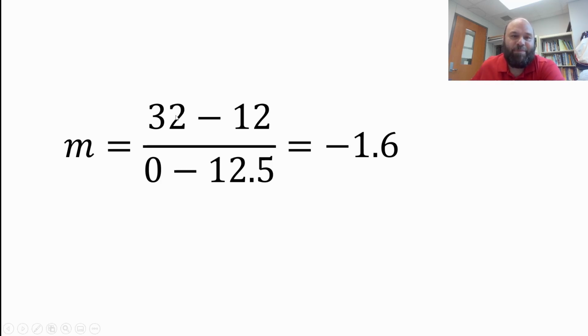Well, up on top, the price goes from $32 to $12. 32 minus 12, that's a 20. That's our rise. We drop by $20, and our run goes from selling 0 to selling 12,500. So our run is 0 minus 12.5. Notice 0 is what we sell when we charge 32, 12.5 is what we sell when we charge 12. So we calculate this, and we get negative 1.6. That's a slope.